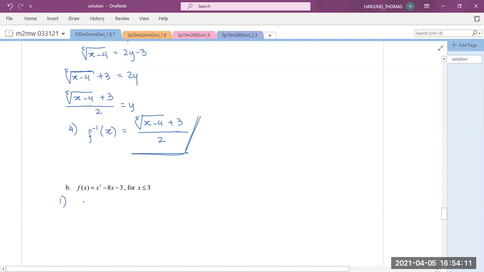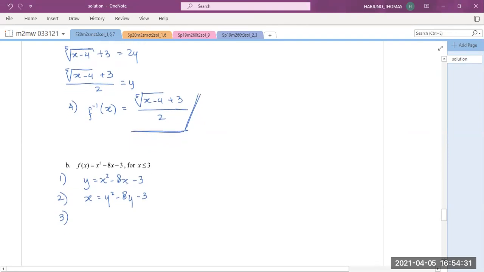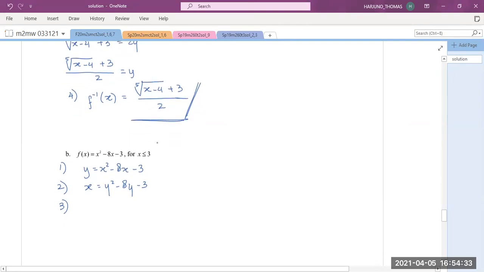So step 1, y equals to x squared minus 8x minus 3. Step 2, I swap the x and the y. Now step 3, I solve for y. Now you have a couple ways to solve for y. One of them, you set it equal to 0, and then you use the quadratic formula. So your A here is 1, your B is negative 8, and your C is negative 3 plus x. Okay, that's if you use the quadratic formula.